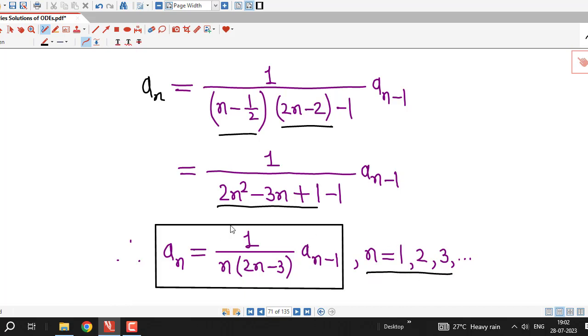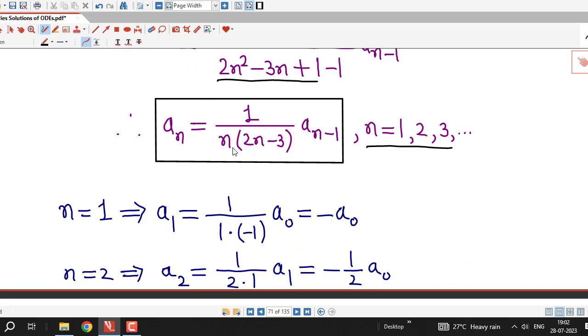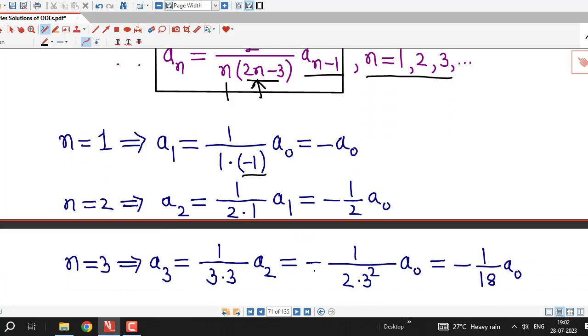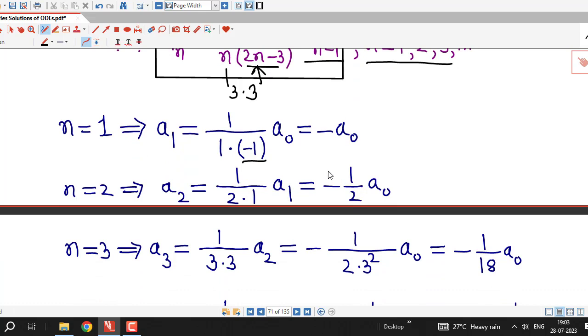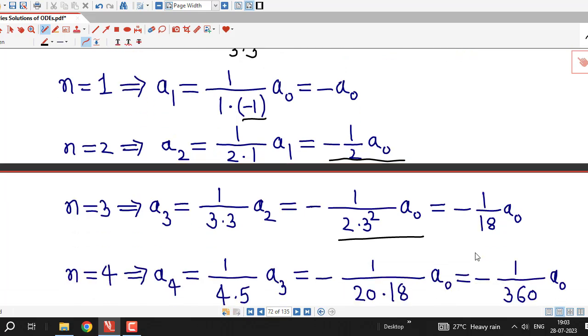Then I have written a few coefficients for different values of n. For n equal to 1 I have 1 into (2 − 3), that is −1, into a0, that is −a0. For n equal to 2 I have 2 into (4 − 3), that is 1, into a1, and the value of a1 is −a0, that I have written here. For n equal to 3 I have 3 into (2·3 − 3), that is 3 into 3 into a2, and then the value of a2 is −1/2 a0, and I obtain −1/18 a0.